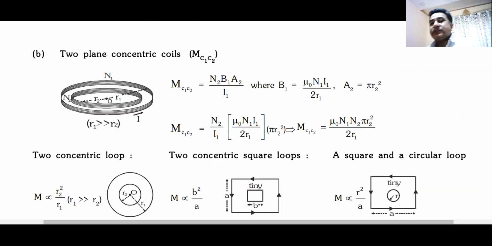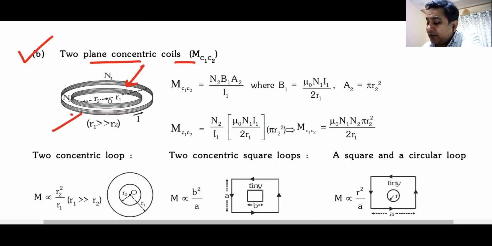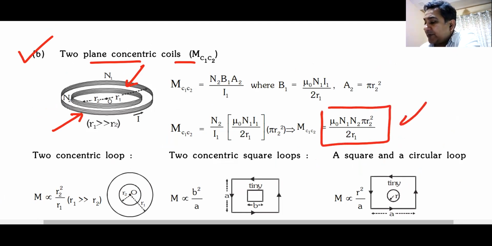Similarly, you can find out the mutual inductance between two plane concentric coils, circular coils. Here, you will flow a current in the outer ring or outer circle and find the flux through the inner circle, and you will get a formula of this type. Remember, whether you flow current in the inner coil and find the flux through the outer coil, or you flow current in the outer coil and find the flux through the inner coil, both the answers are same. That is known as reciprocity theorem.